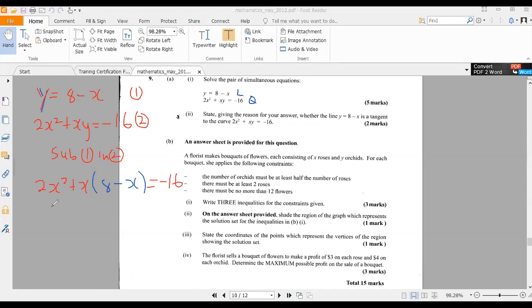So how do we expand the bracket now? We're going to get 2x squared plus 8x minus x squared is equal to negative 16.